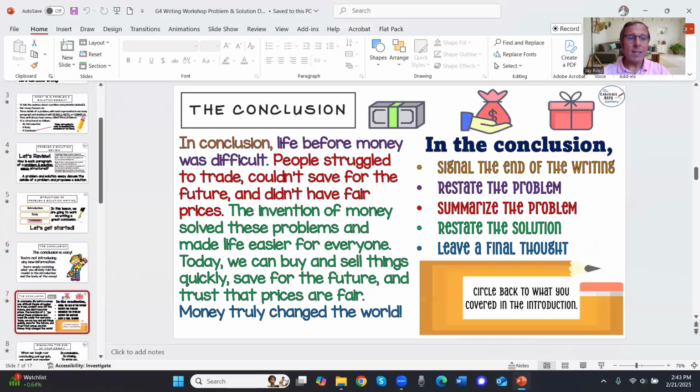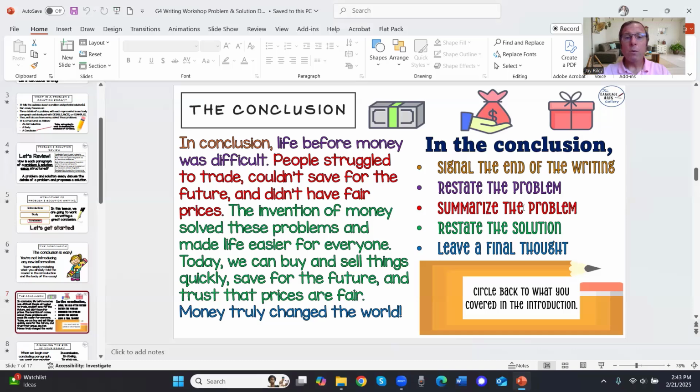So I've got here the conclusion in our mentor text. Now, the conclusion in a problem and solution essay is a little bit trickier than, say, in an opinion essay. And I'm going to talk about those slightly different nuanced parts to our conclusion here. First, we want to signpost or signal the end of our writing. We've got that here with those first 2 words, in conclusion. Then we're saying life before money was difficult. So we're restating the problem.